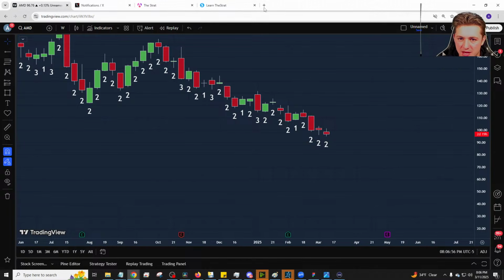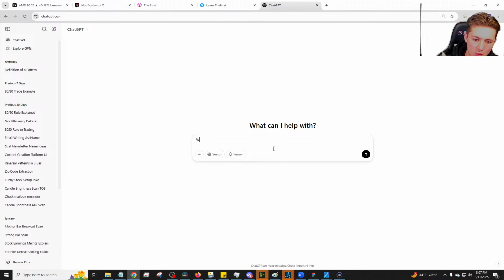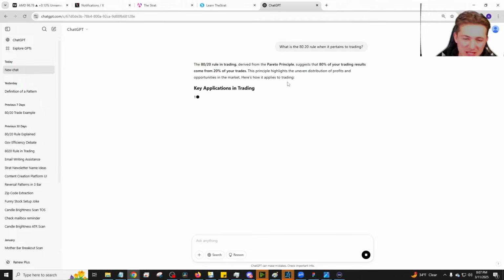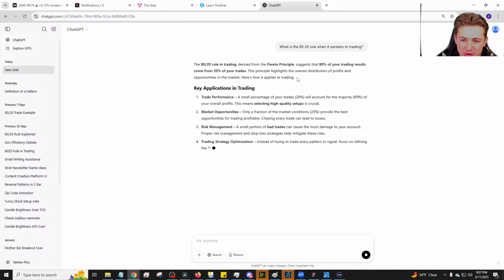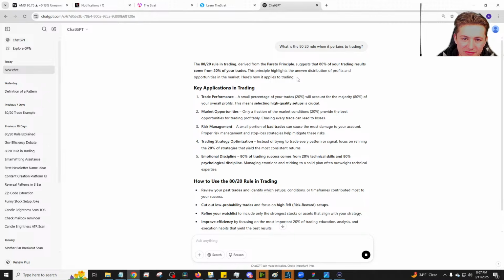So what's important to understand when we talk about risk management is the 80-20 rule. So we go back to ChatGPT here. What is the 80-20 rule when it pertains to trading? If you don't know what the 80-20 rule is, it's the Pareto principle. It suggests that 80% of your results come from 20% of your inputs. So let's say you run a business and you have customers that are complaining. 80% of your complaints will come from 20% of your customers. Let's say you teach students in class. 20% of your students are going to be doing 80% of the work to be good in the class, right? That's how it's normally going to play out.